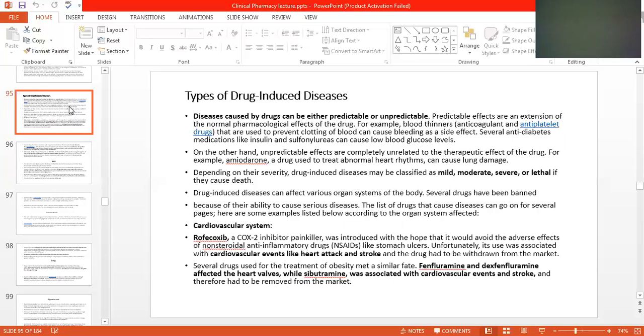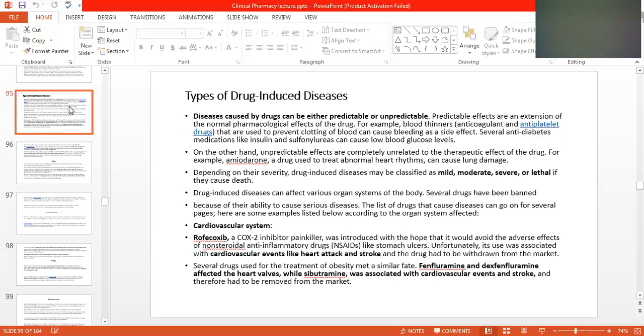Extensions of the normal pharmacological effects of the drug, for example, blood thinners, anticoagulants, and antiplatelet drugs that are used to prevent clotting of the blood can cause bleeding as a side effect. Several anti-diabetic medications like insulin and sulfonylurea, which is an oral anti-diabetic drug, can cause low blood glucose level, which is hypoglycemia. That can lead to shock also.